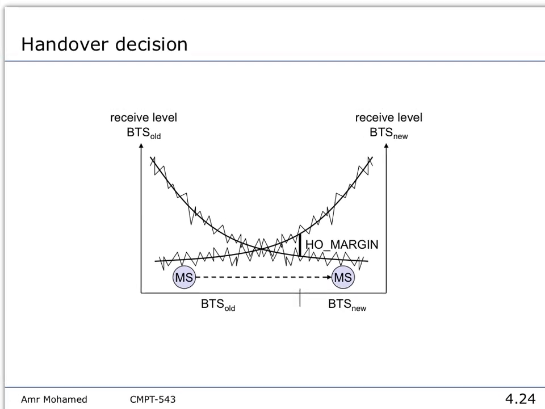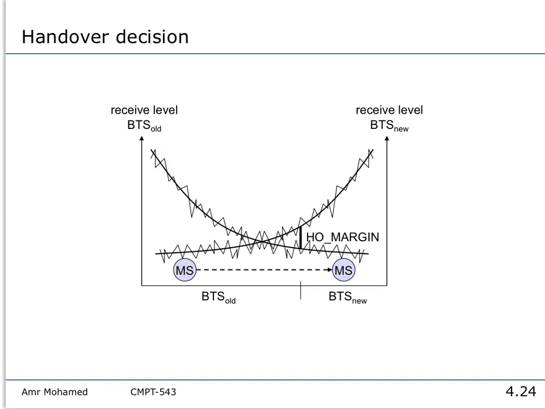And these instantaneous measurements get averaged out using some filtering or a moving average filter. And then based on these average measurements, we have some handover margin based on which the BSC or the MSC, depending on what type of handover we're talking about, decides. We said that there are 4 types of handover: intra-BTS, inter-BTS, inter-BSC and inter-MSC handover.